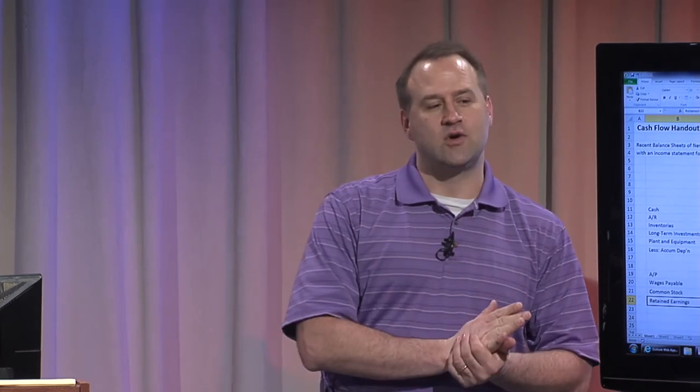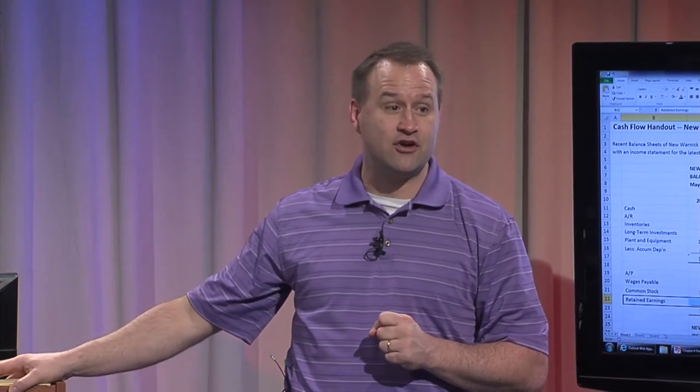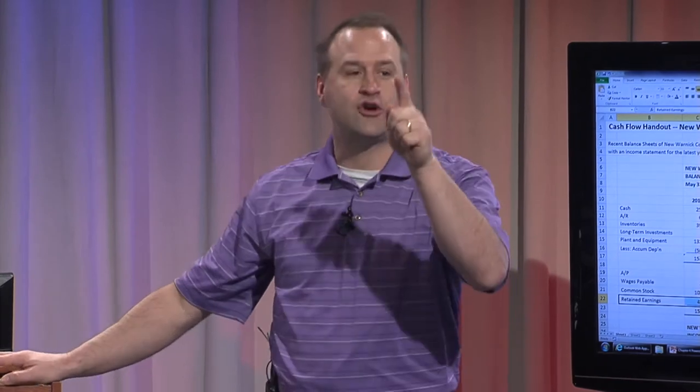What is retained earnings? What can you guys tell me about retained earnings? It's like a capital account. Retained earnings is like the capital account. Sole proprietorship, partnership has the capital account. Corporations have the retained earnings account. That being said, it is an equity account, isn't it? Retained earnings is an equity account with a credit balance.